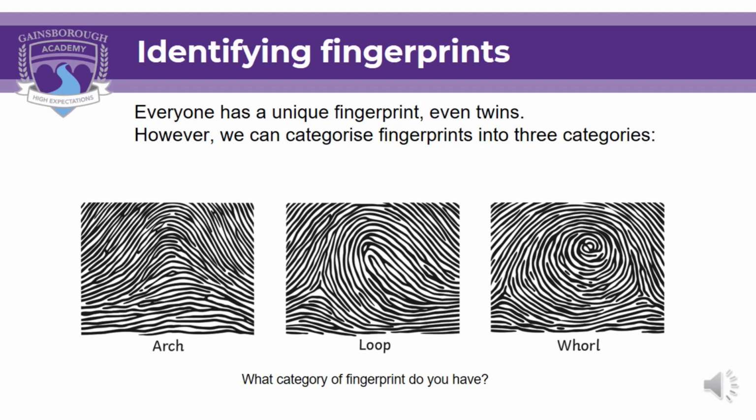The three categories are as follows. You can have arch fingerprints. Arch fingerprints are easily identifiable because the lines of the fingerprint start on one side, on the left-hand side, and they leave on the opposite side, creating an archway. There are loop fingerprints, and these start on one side, go round, and then end on the same side. So they come in and leave on the same side of the fingerprint. Then there are whorls, and whorls are nice and easy to identify because the lines form little circles going round.